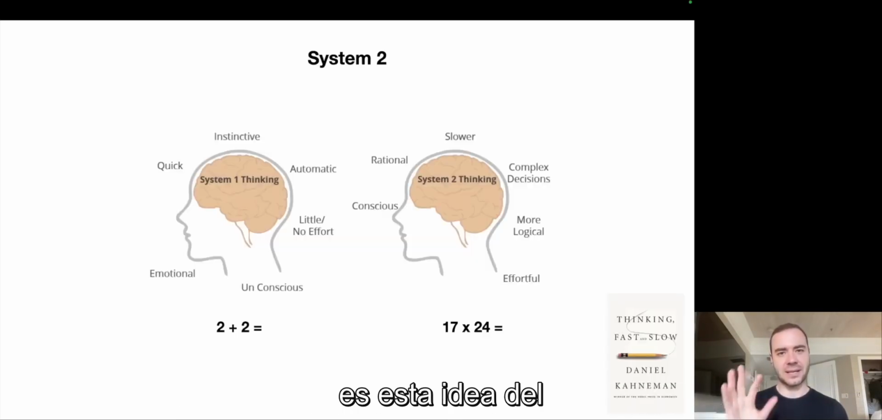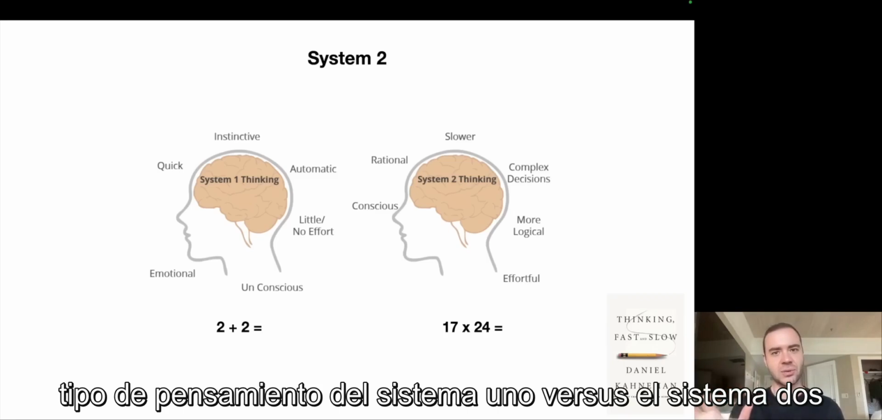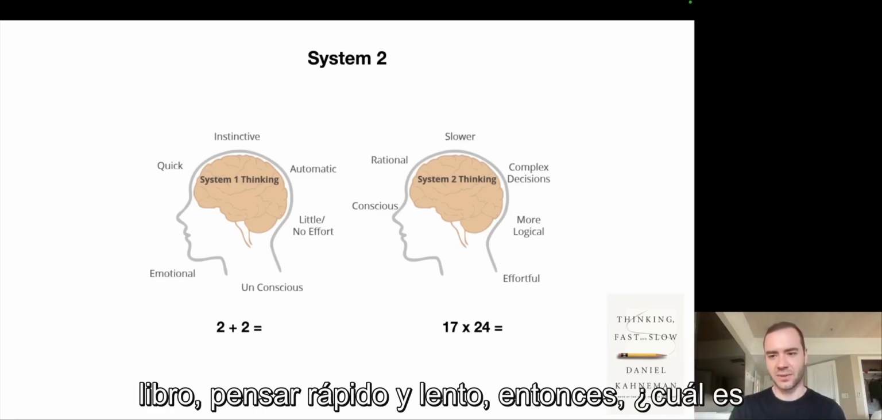The first thing is this idea of system one versus system two type of thinking that was popularized by the book Thinking, Fast and Slow. So what is the distinction?